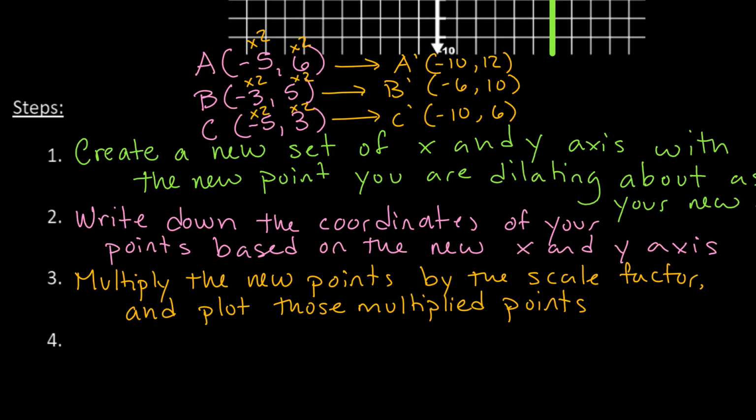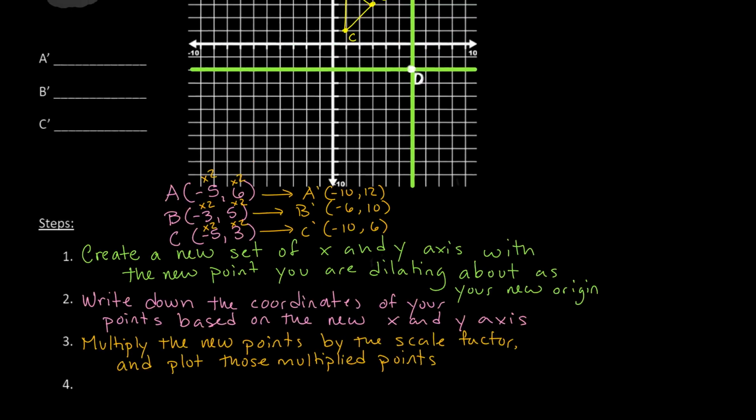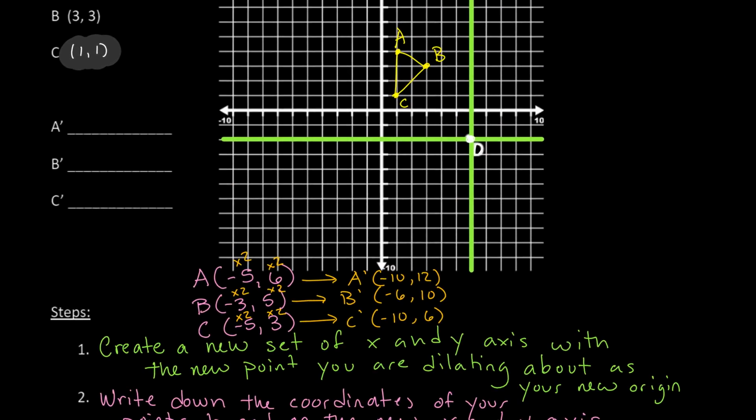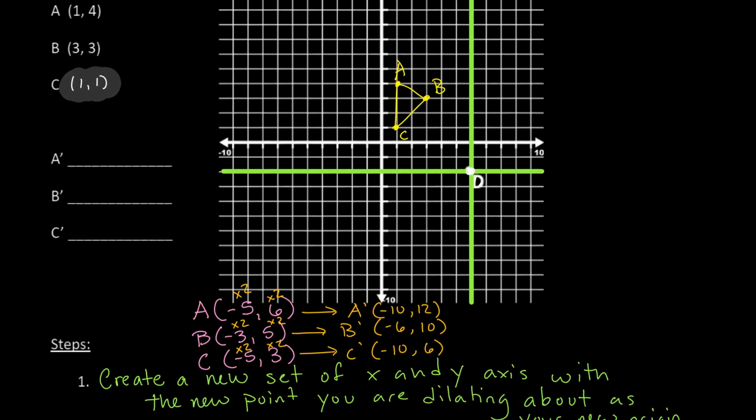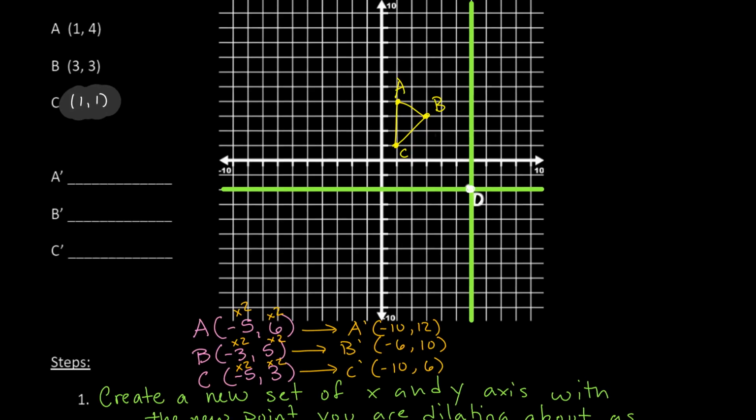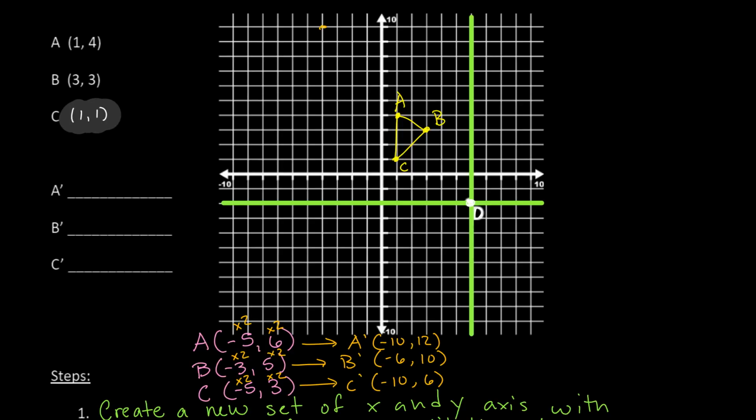So now it says plot these multiplied points, and we're plotting them on the new x and y with D still as our origin. So A from D is over 10. 1, 2, 3, 4, 5, 6, 7, 8, 9, 10, and up 12. That's our A prime. And B prime is over 6 and up 10. And C prime is over 10 and up 6.